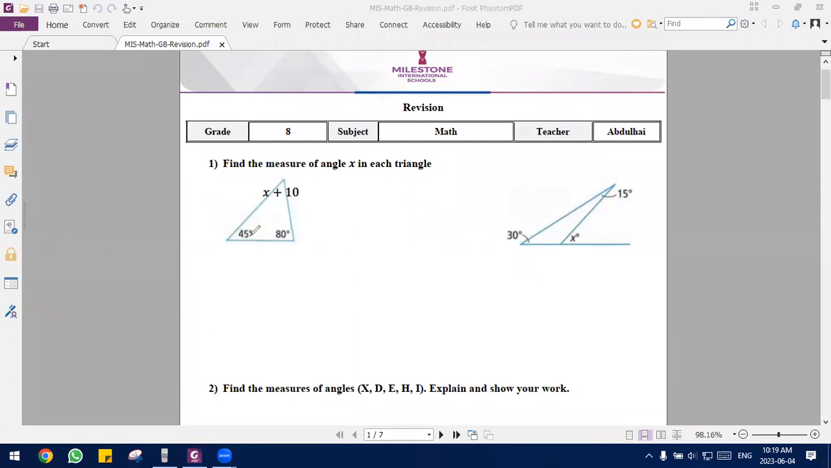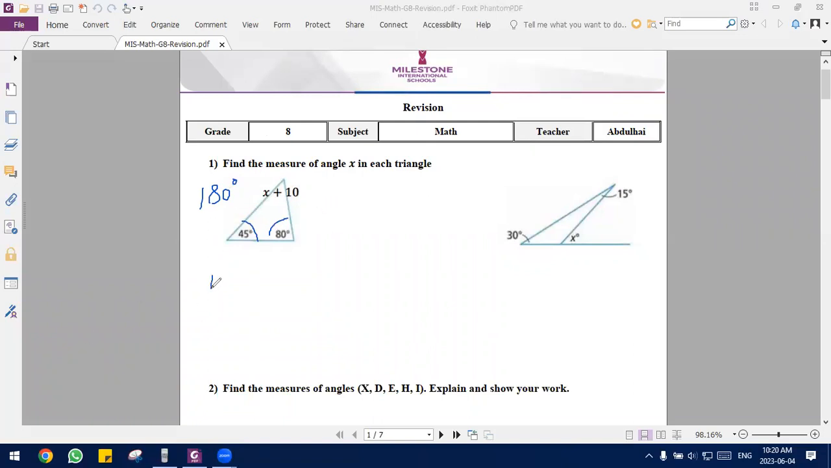So in the first triangle we have 45, we have 80, and the angle up there is x plus 10. In order to find the missing angle, we should know that the sum of the angles of any triangle is always 180 degrees. So for any triangle, the sum of all three angles is 180. We write this equation, we add all of these three angles and write it's equal to 180, so we can find the value of x.